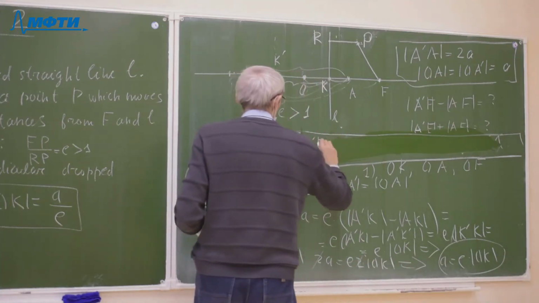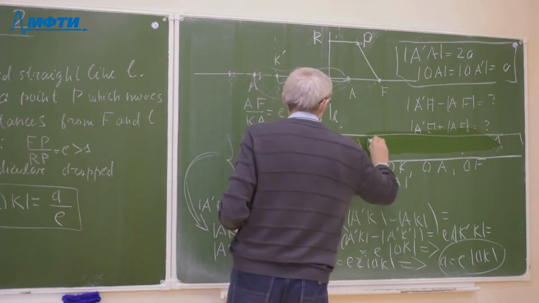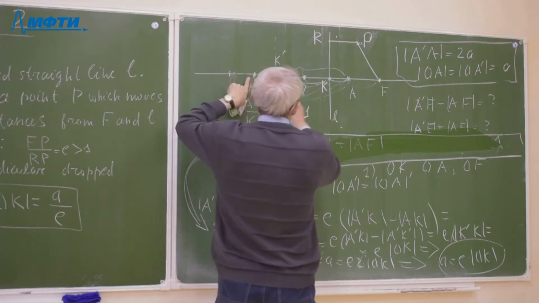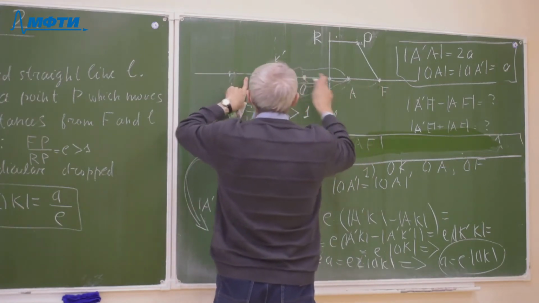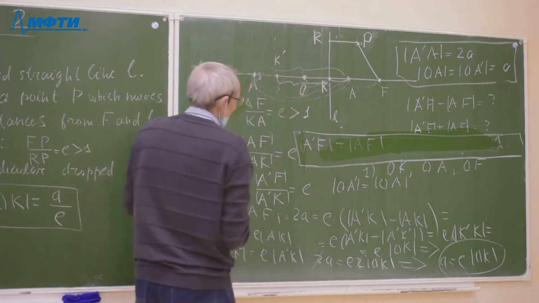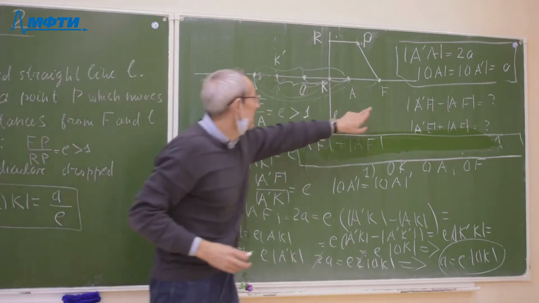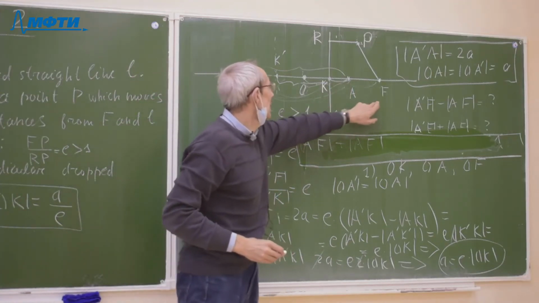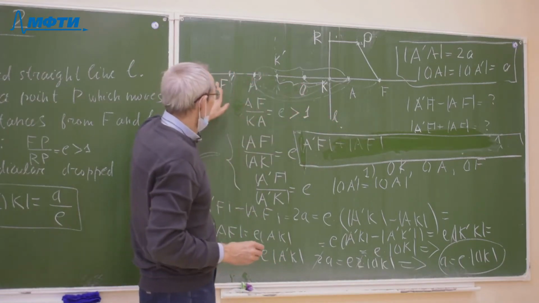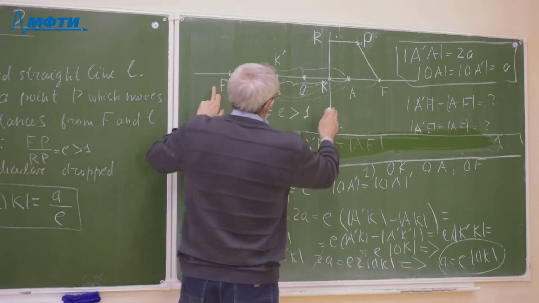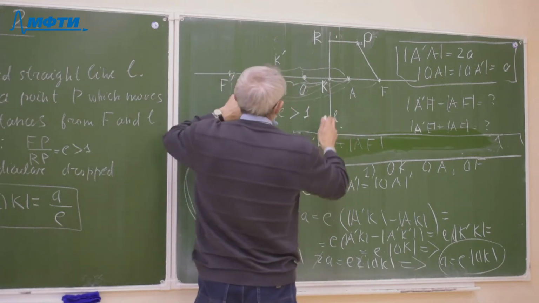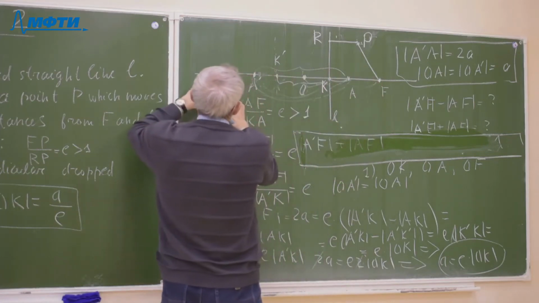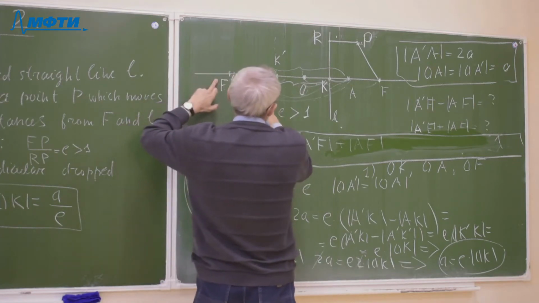A prime F plus AF. Easy to see, A prime F plus AF is equal to... Let's consider the other point, F prime, which is also symmetric to point F onto the point O. And easy to see the sum A prime F plus AF is equal to F prime A prime plus A prime A.